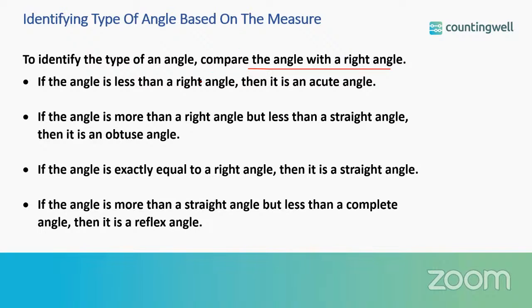If the angle is less than a right angle, it is an acute angle. And if it is more than a right angle, but it is less than a straight angle, then it is an obtuse angle. And if the angle is exactly equal to a straight angle, then it is a straight angle. If the angle is more than a straight angle but less than a complete angle, then it is a reflex angle.